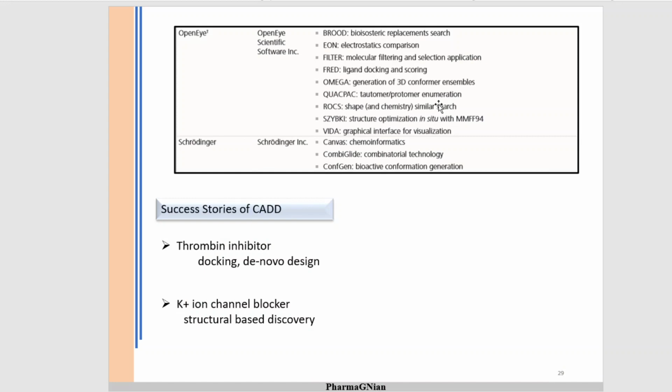Here I just gave an overview of computer-aided drug design, not in detail. I just listed out all the softwares that are useful for computer-aided drug design. Each technique is a very big topic for discussion. And these are the success stories of computer-aided drug design: the thrombin inhibitor designed by docking, and the calcium channel blocker. There are so many examples, and I am just giving two here.